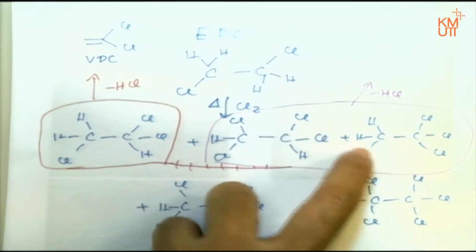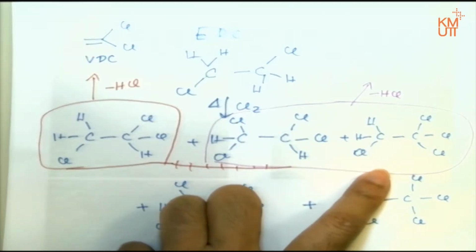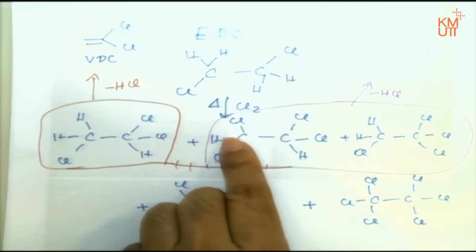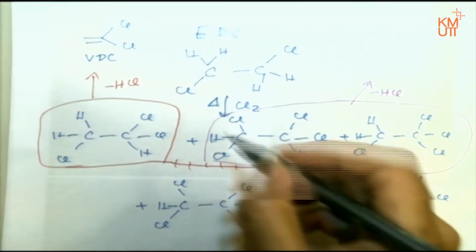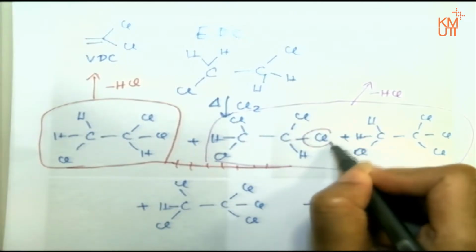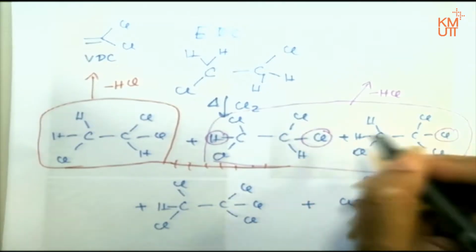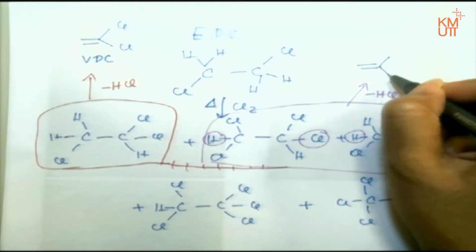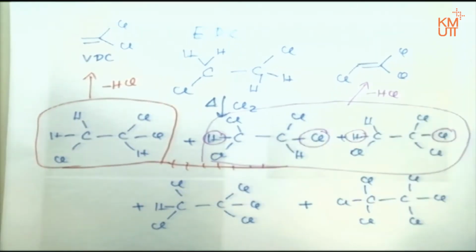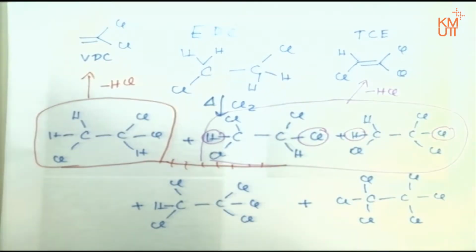1, 2, 3, 4, 1, 2, 3, 4. So it is possible to eliminate 1 chloride and 1 hydrogen. So the product could be dichloroethylene. For example, if I eliminate 1 chloride here with 1 hydrogen here, 1 chloride here and 1 hydrogen here, you obtain exactly the same product. This is TCE, trichloroethylene.